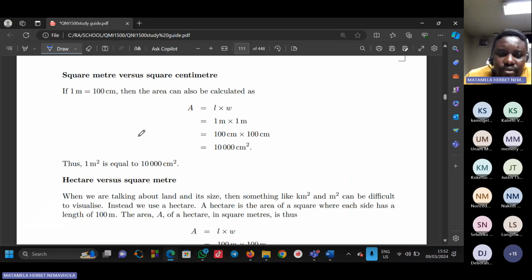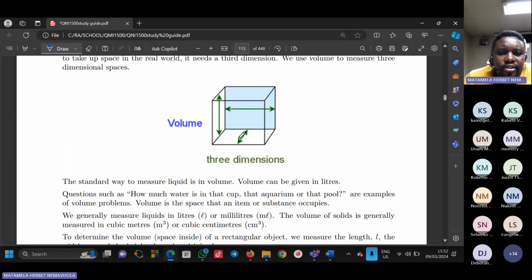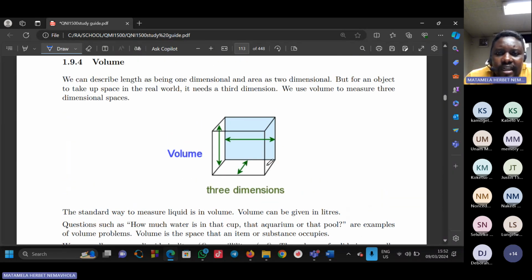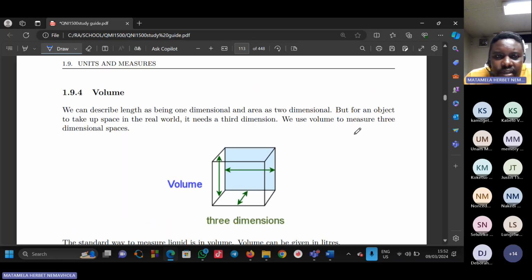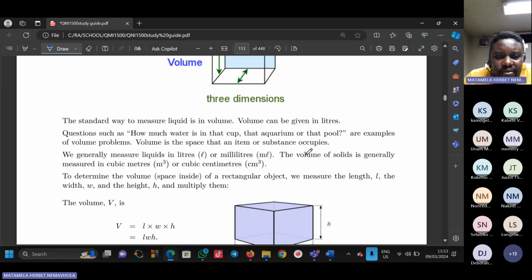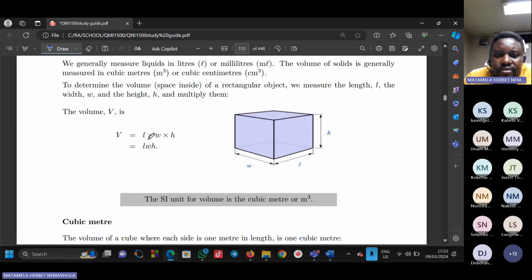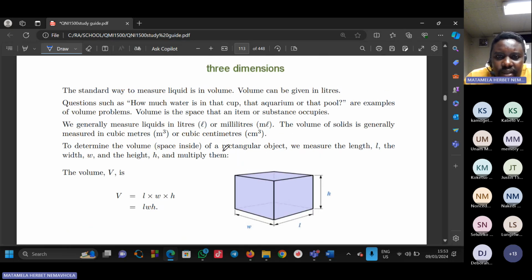So let's go straight to your books, your study guide. This is your study guide. There they are showing you how to calculate the volume, three dimensions. Then this is a cubic. If you read here, they might write cubic or something, and you will find that name that I was talking about. After that, it will show you that V is equal to L times W times H. This one is for a rectangular prism. As you can see, they even say rectangular, they no longer say rectangle.